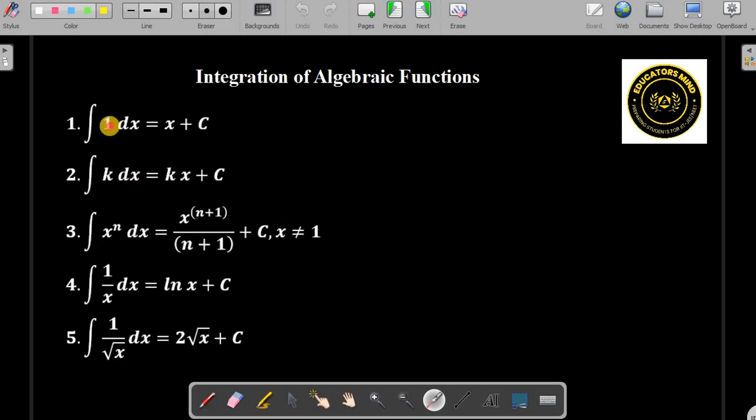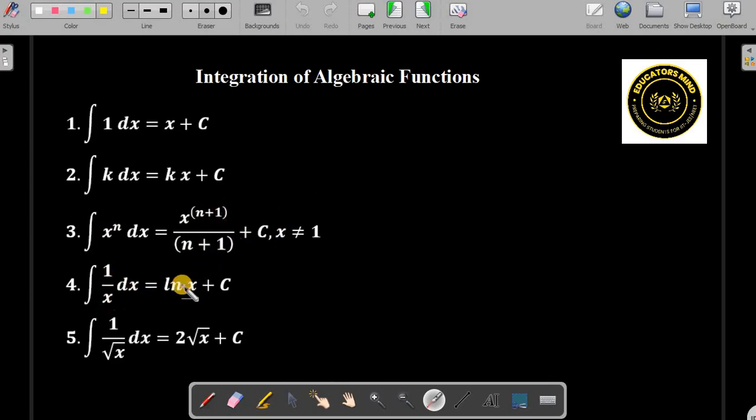Okay, so integration of 1 just means integration of dx. You can say integration of dx is equal to x. Integration of k dx, where k is a constant, k comes out, so integration of dx is x, so k times x plus c. X to the power n, I hope you remember, integrates to x to the power n plus 1 by n plus 1, right? This we are going to use anyway.